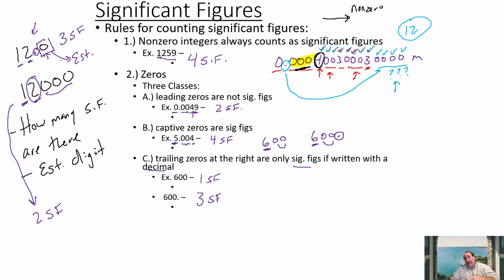That's also why the 12,000 is maybe a worse measurement, because we're basically saying, I think it's 12,000, but maybe it's 13,000, maybe it's 11,000. That's a pretty big area of error, as opposed to the 12.0, where we're saying, I think it's 12.0, but maybe it's 12.1 or 11.9. That's a much smaller area of error. So hopefully that clears up a little bit about the estimated digit and where you find it.